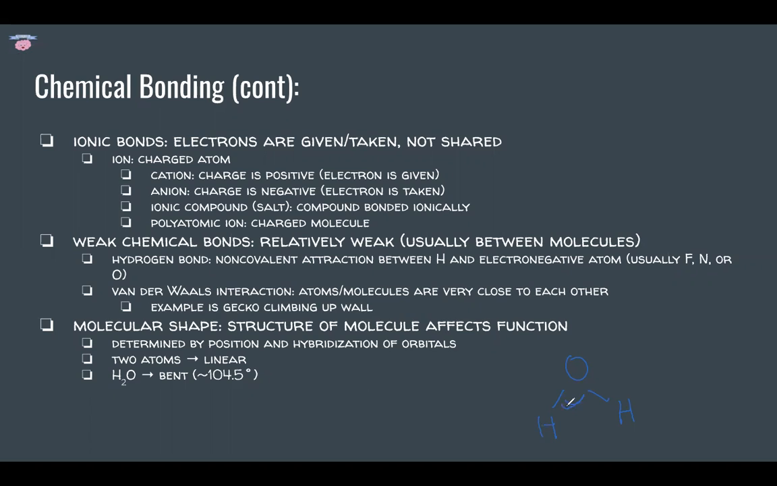This angle is approximately 104.5 degrees. CH4 is a tetrahedron. CH4, or methane, looks something like this. C is in the middle, and then there are little H's coming out of it. It's hard to draw this, but it's a 3D shape. It's like a pyramid, basically.